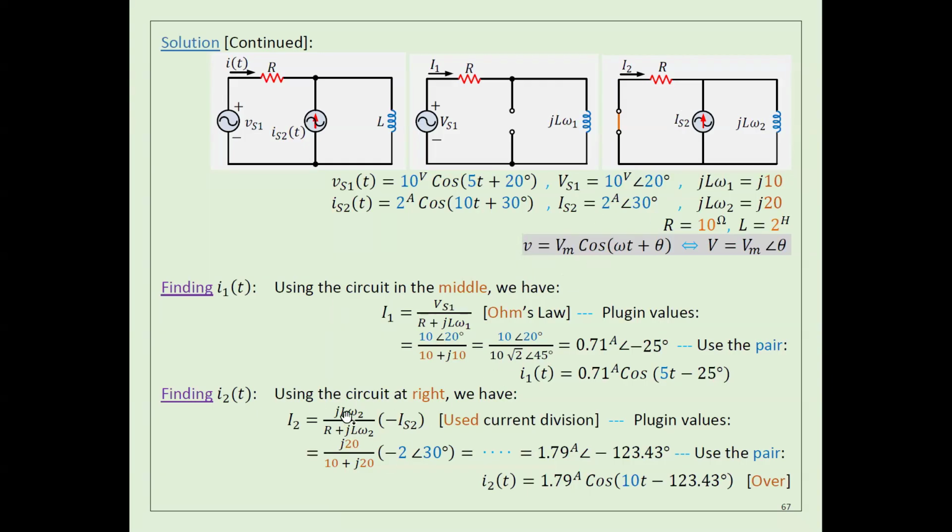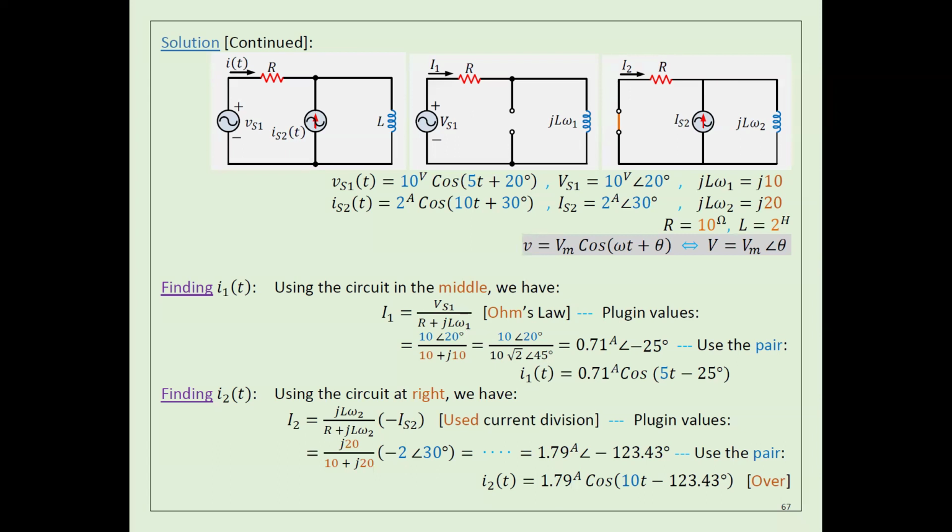Here I applied the current division. I multiplied IS2 times this impedance divided by the summation of the two impedances. But here you have to make it negative. Why negative? Because this current will come here, go this way, and come this way, so the current here is the opposite of this one. The current has to be in this direction because it is distributed from the direction of this source. Anyway, after that I just did the calculation.